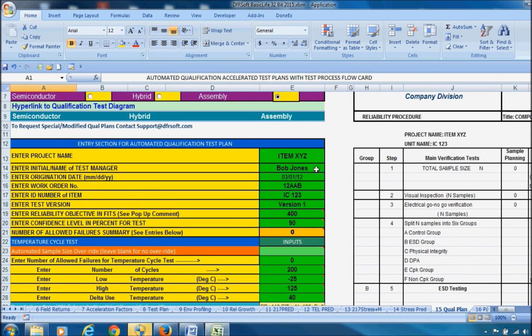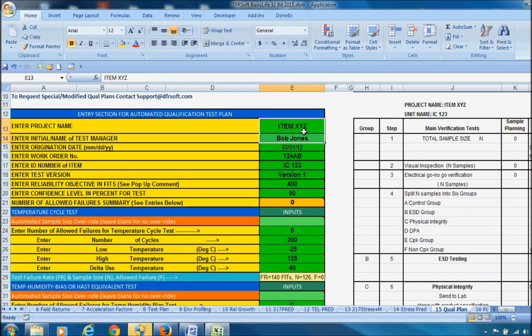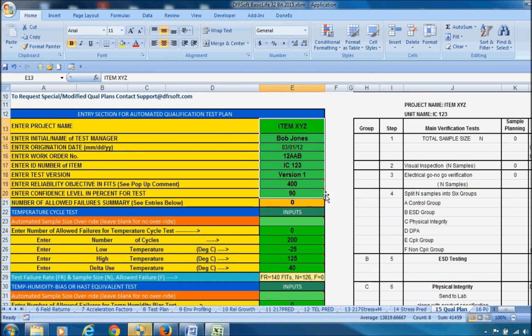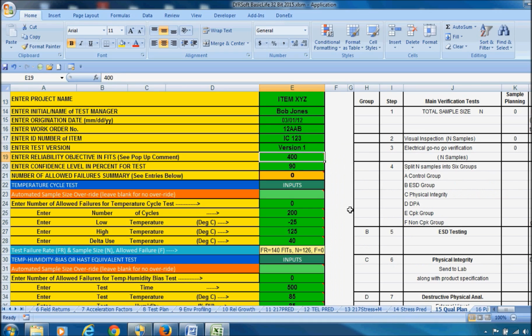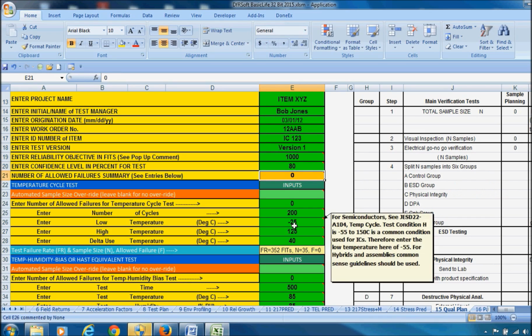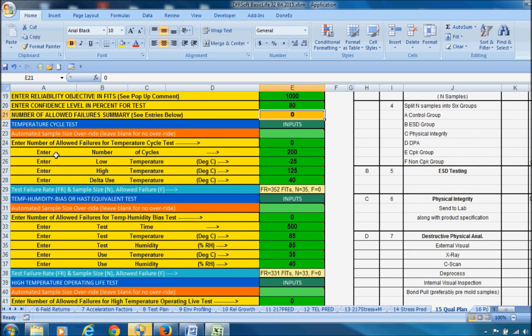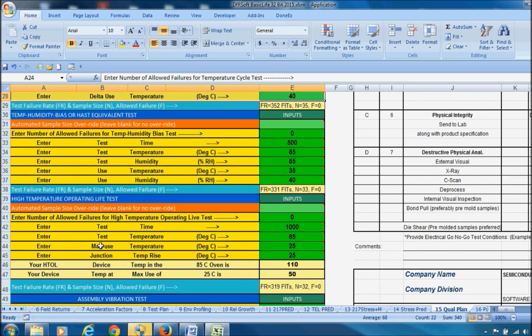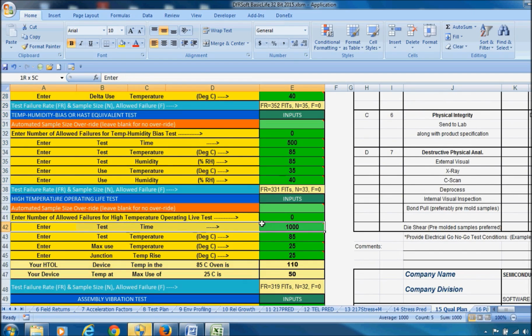There's a video here, and there's an awful lot of things that you can learn right away from DfRSoft. So here you put in your initial information about the qual plan, who's doing it, what the date is, and things like that. Your objective, let's say it's 1,000 fits, 80% confidence, and we're going to plan for 0 failures. Then you come into the stress areas and you start filling out the stress conditions. For example, the high temperature area, we had 1,000 hours.